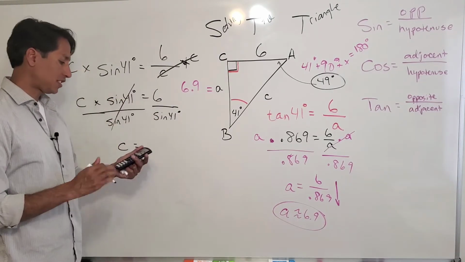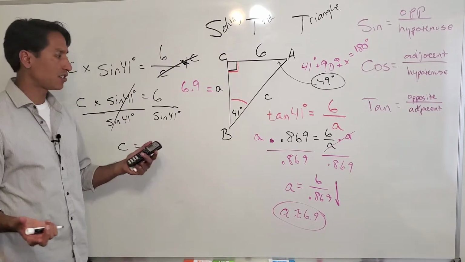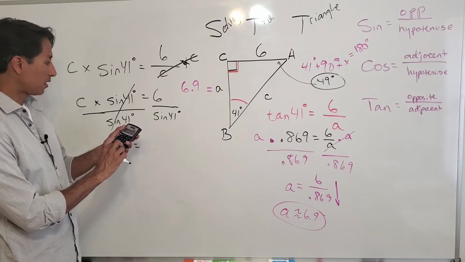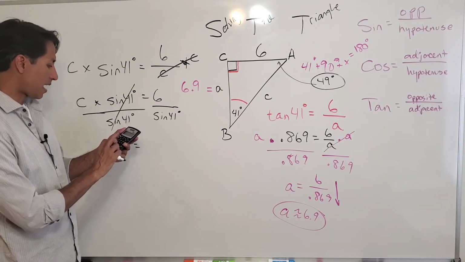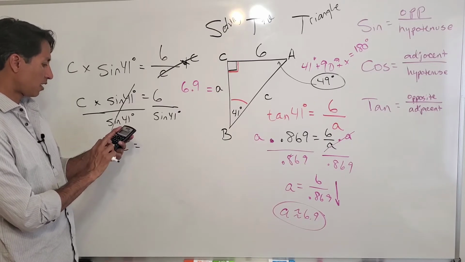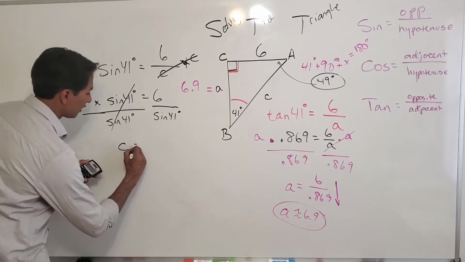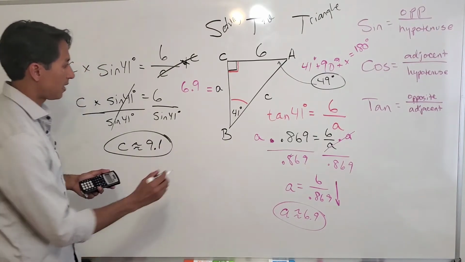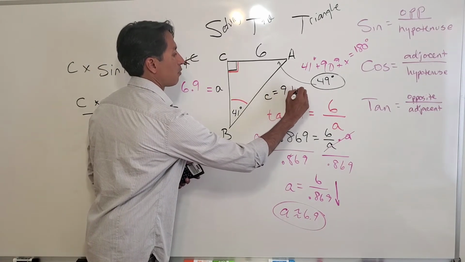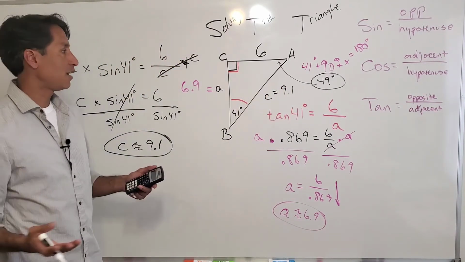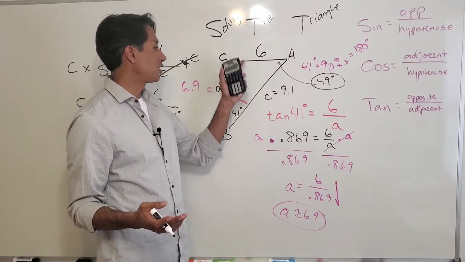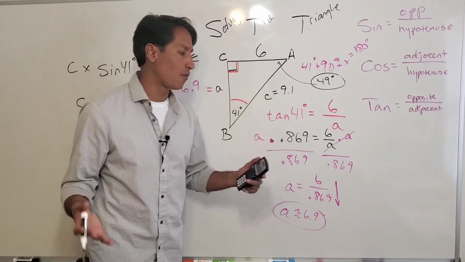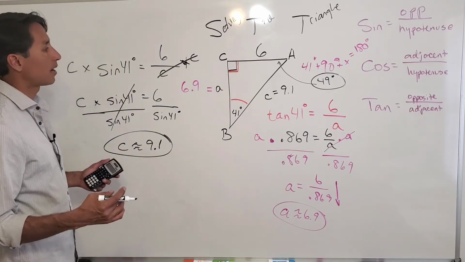So now again, I have this information. Depending on your calculator, some calculators will let you put all this in. So I have 6 divided by, and then I push sine 41, and I get another decimal, like 9.1. So I know that this length here is 9.1. Now, if you were to just go a squared plus b squared equals c squared and solve for it, you'd get the same approximate answer, about 9.1. And that would be perfect.